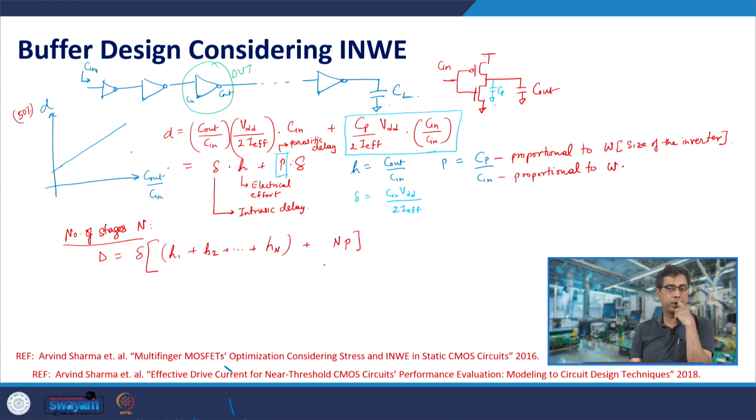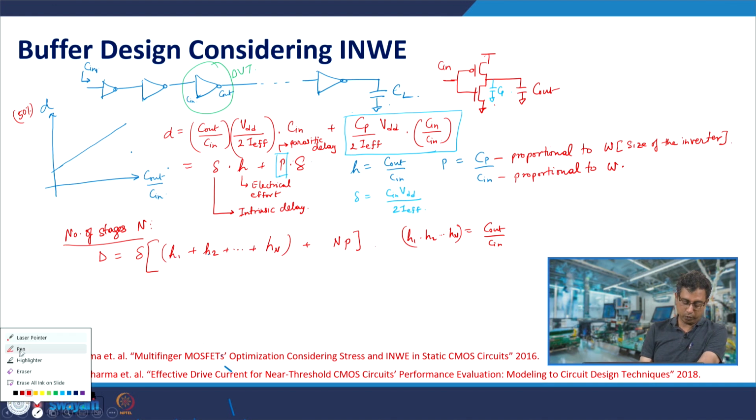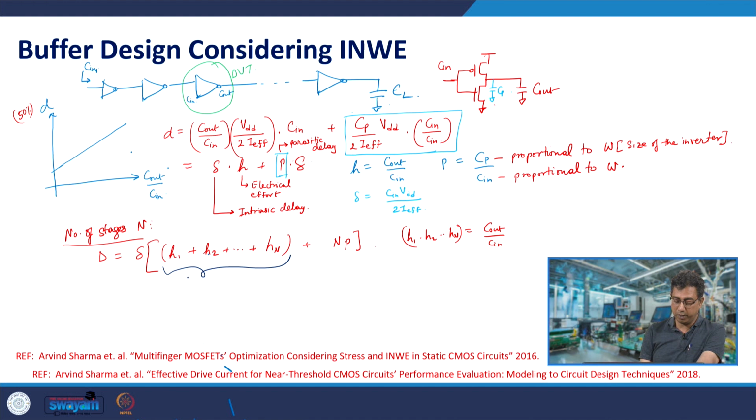Now, you want to minimize this. As we know, when you multiply all these H1, H2, Hn, you get a constant, C out by C in. When the product is constant and you want to minimize the sum, you would keep all the terms equal. Therefore, all these terms should be equal for the minimum value of D.